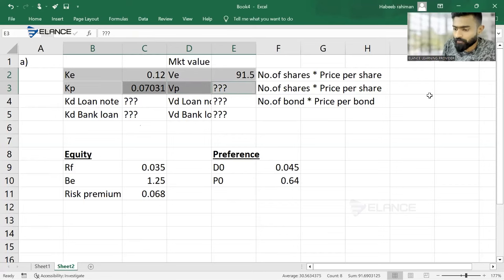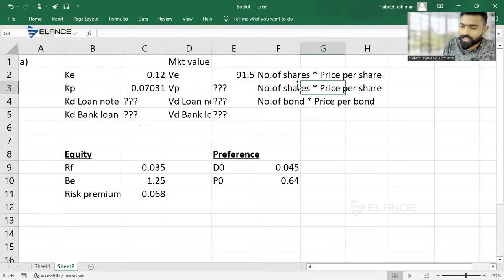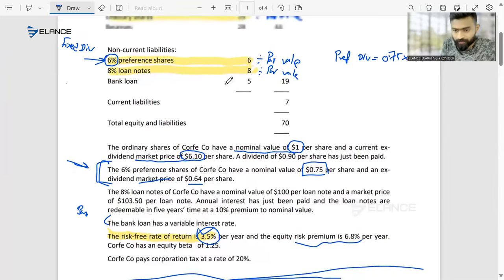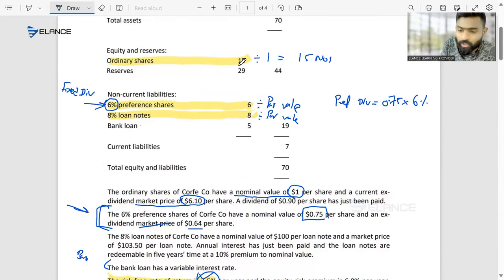What will be the formula? We have to calculate the number of preference shares first. Then we'll multiply with the market price of 0.64. So how to calculate the number of shares? As we calculated for equity shares, see how we calculate the number of shares for equity shares? Their total value in amounts divided by their par value.